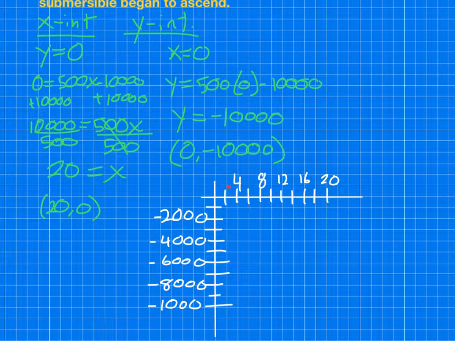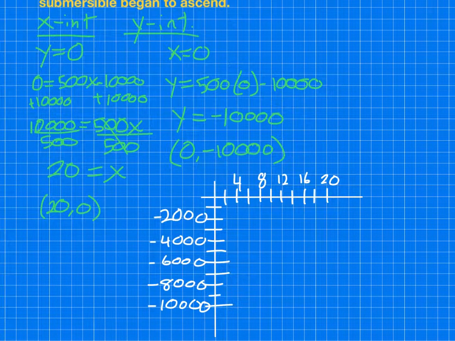Now, notice my minutes are along the x-axis. We're counting by 2s. So we have 2, 4, 6, 8, 10, 12, and so on. On the y-axis, my elevation, I'm counting by thousands. 1,000, 2,000, 3,000, 4,000. I didn't mark all of the values on the graph because I need to make sure that I have room, and I need to make sure that this bottom one says 10,000 and not negative 1,000.